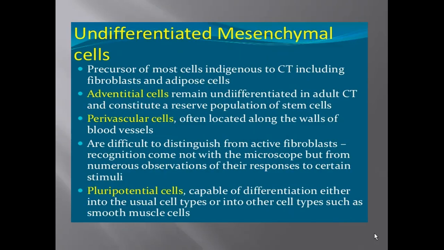And undifferentiated mesenchymal cells: we know that they are the precursor of most of the indigenous connective tissue cells, including the fibroblasts and adipose cells.